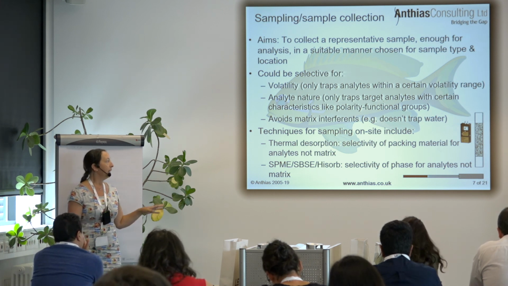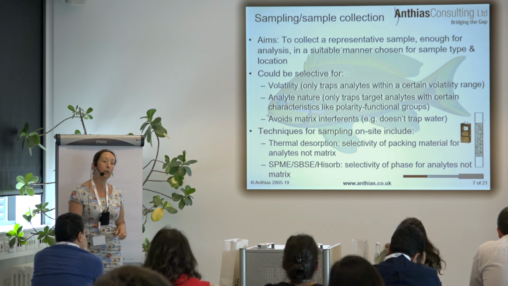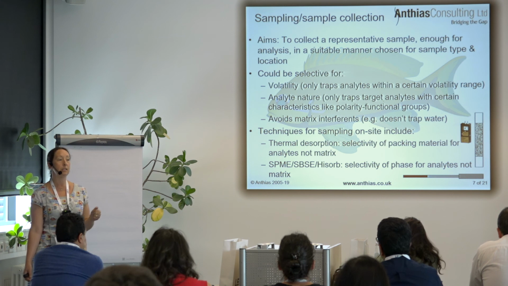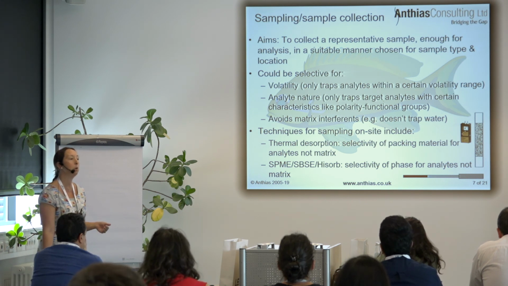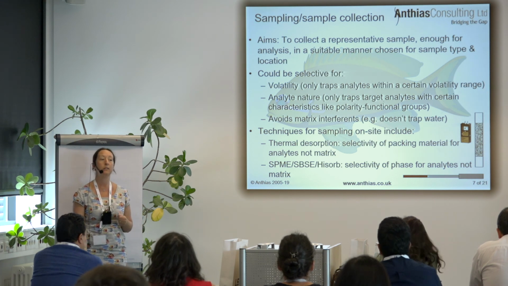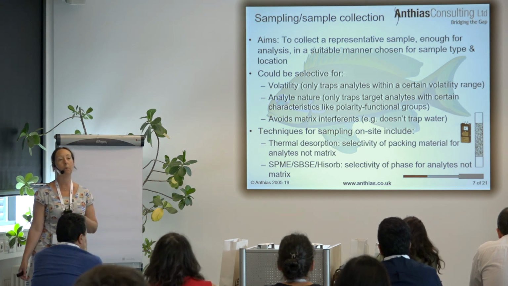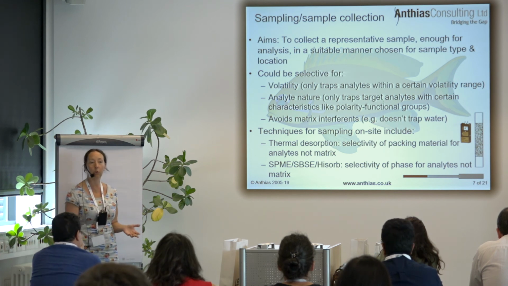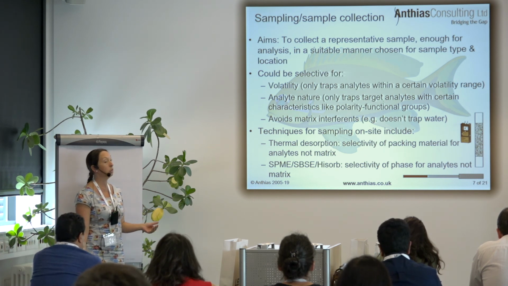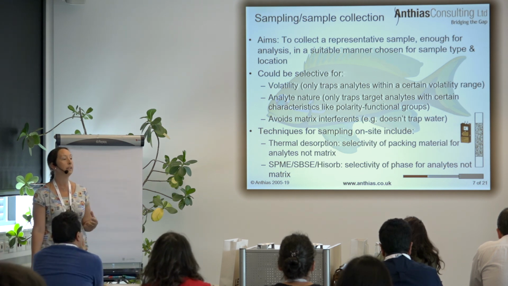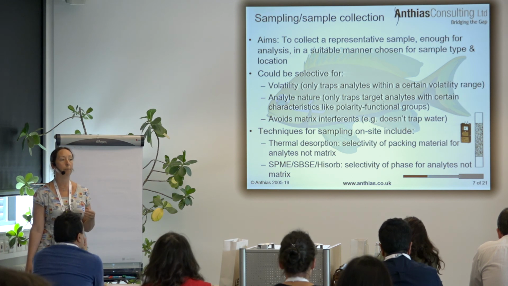Now, the techniques for sampling on site include things like thermal desorption, where we're optimizing the selectivity of our packing material in our TD tube. So we draw that air sample through, for example, or that gas phase sample, and then selectively trap the compounds of interest. We could also be using things like solid phase microextraction, stir-bar sorptive extraction, and Hisorb, etc. And again, to be very selective in what we're trapping.